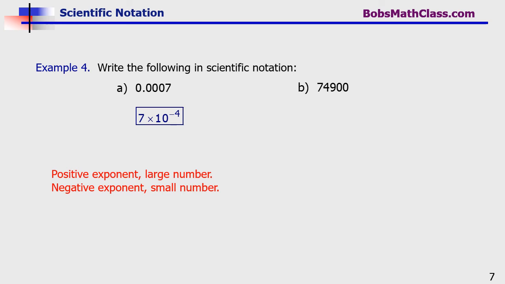Last one. We want to move the decimal point to just after the 7, between the 7 and the 4, so 7.49. And it'll be 4 places that we move it.